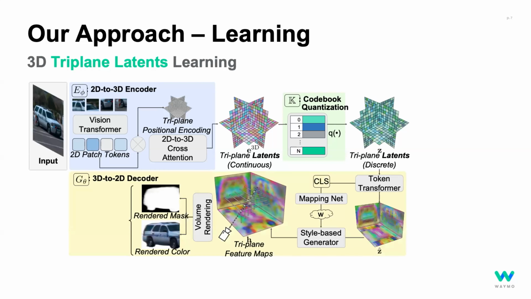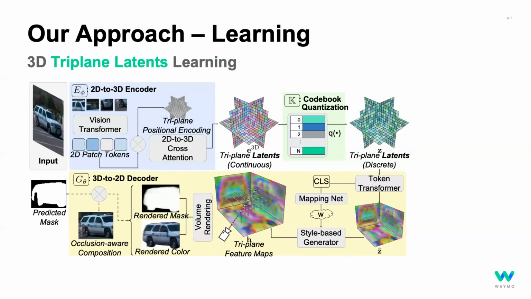Once we have the triplane latents in discrete space, we also apply a decoder network, which is style-based. We upsample the low-resolution triplane latents into higher-resolution triplane feature maps and apply a neural renderer here. So here we generate the render mask as well as the render color. Since our data always has occlusions, we only supervise the focal or visible pixels.